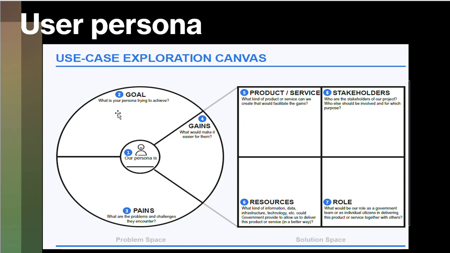And then number 5, we have product or service. Just now the persona itself, goal, pains, and gains, we consider this as the problem space. And then we can extend the problem space to the solution space. So this is what we are targeting, the problem, and we are targeting to solve the problem. So the solution space includes product or service. What kind of product or service can we create that would facilitate the gains?